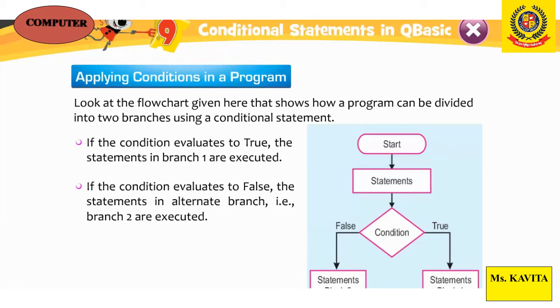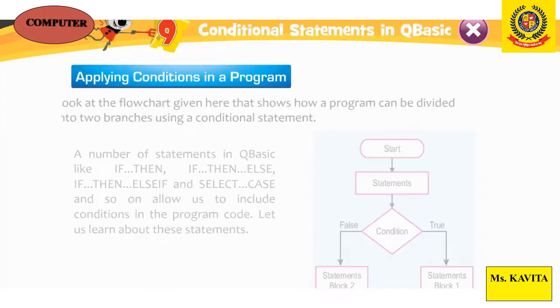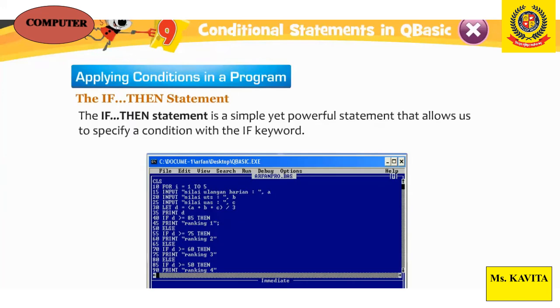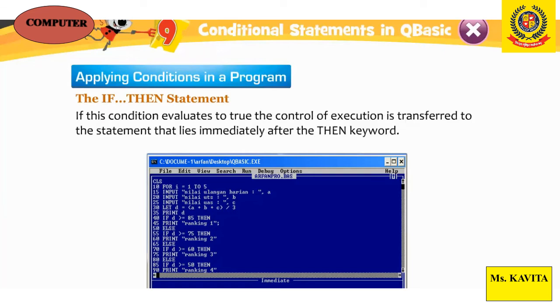Now, conditional statement. In computer programming, the word condition refers to a relational expression that can be evaluated as either true or false. When the computer evaluates a condition as true, the control of execution is transferred to one group of statements. If the condition evaluates to false, the control is transferred to the other group. Look at the flowchart here that shows how a program can be divided into branches using a conditional statement.